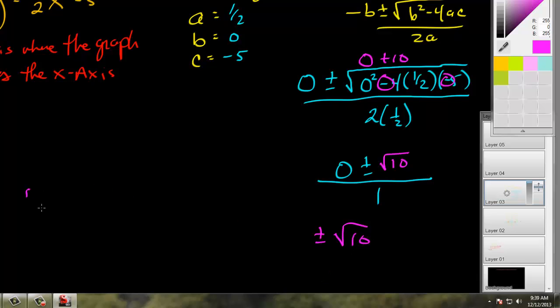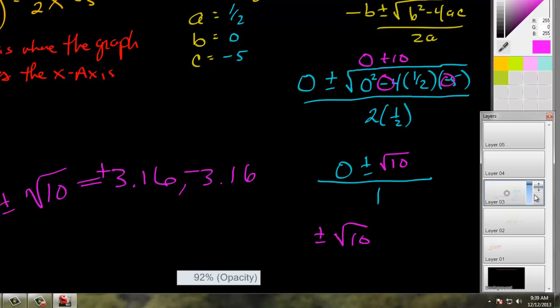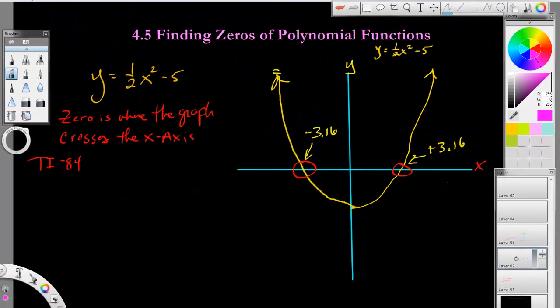Now, what is the square root of 10? Well, it is 3.16. Go figure. And it's plus or minus that. So I have two solutions, positive this and negative 3.16. And you can see that on this graph, those are my answers. That's the zeros right there. And you can see it's confirmed with the quadratic formula. Fantastic. See you later.